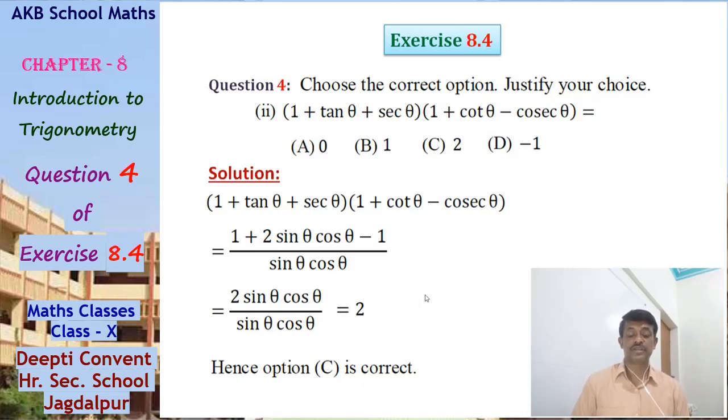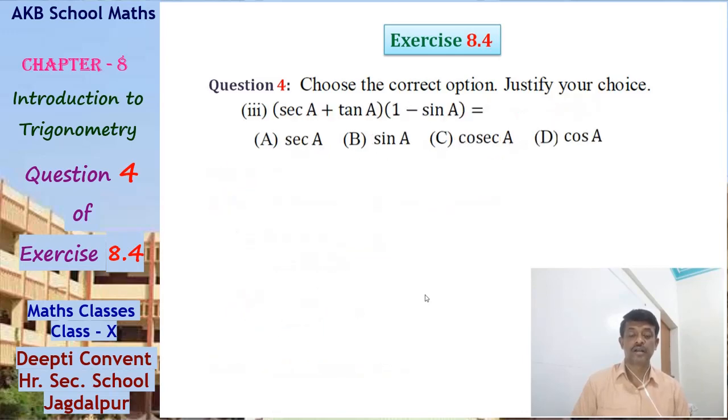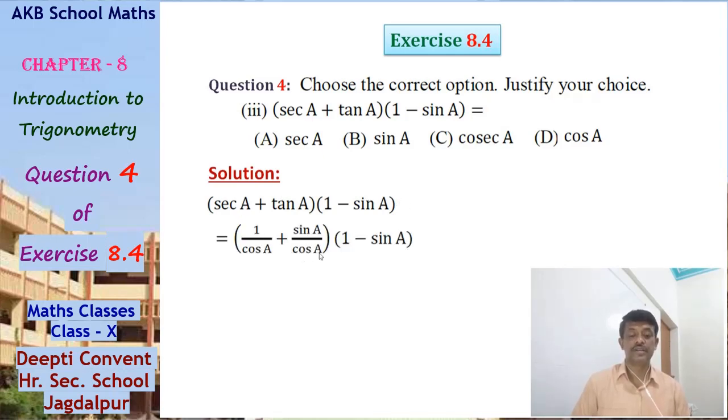Now take question third of 4. Sec A plus tan A into 1 minus sin A equals what? A, B, C, D. Now let us solve. Sec A plus tan A into 1 minus sin A. Okay, now here also we convert in sin and cos. So sec A is 1 by cos, tan is sin by cos, taking LCM we get 1 plus sin A upon cos A into 1 minus sin A.